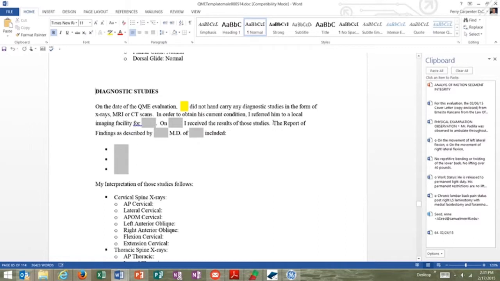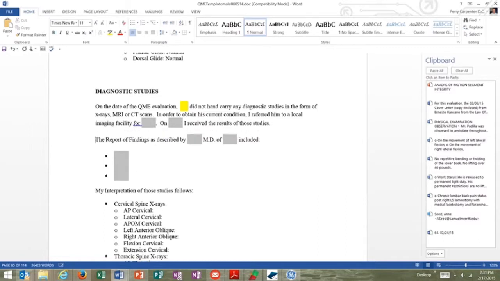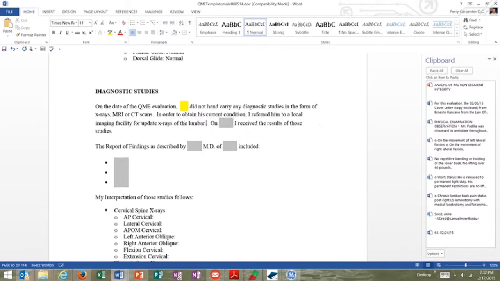First of all, you want to report the findings of your studies as those are described by the medical radiologist. So give the reader a little bit of context as to what's happening. And I usually start with a script that says something like this. In order to obtain Mr. Jones's current condition, I referred him to a local imaging facility for updated X-rays of the lumbar spine.